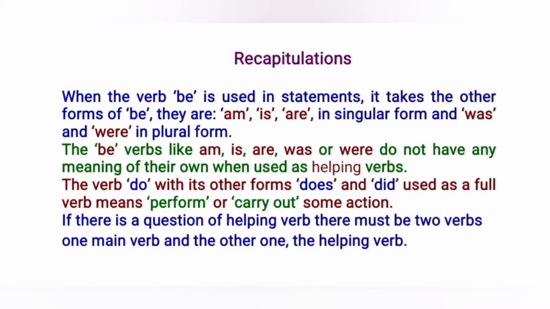The verb do with its other forms does and did used as a full verb means perform or carry out some action. If there is a question of helping verb, there must be two verbs, one main verb and the other one, the helping verb.